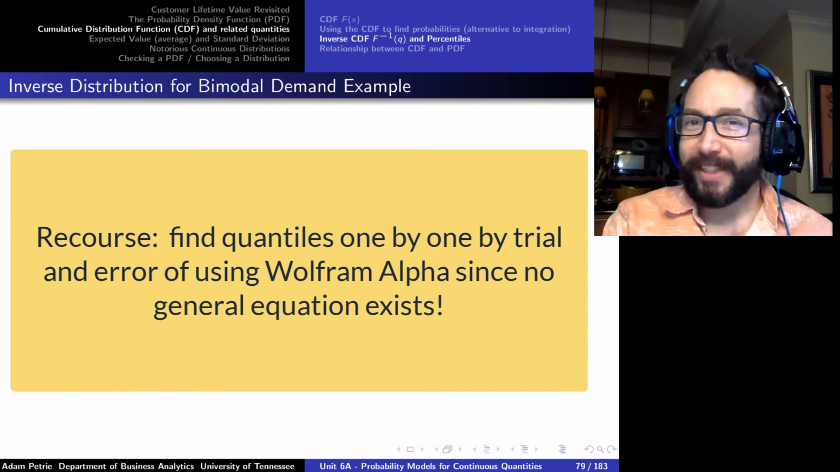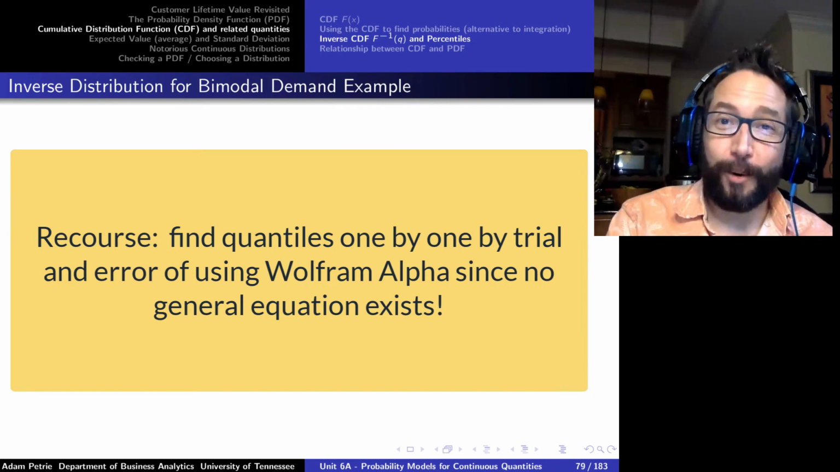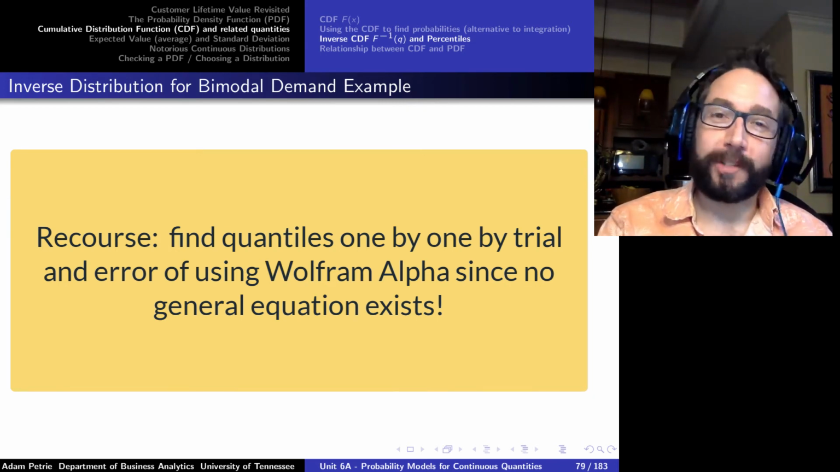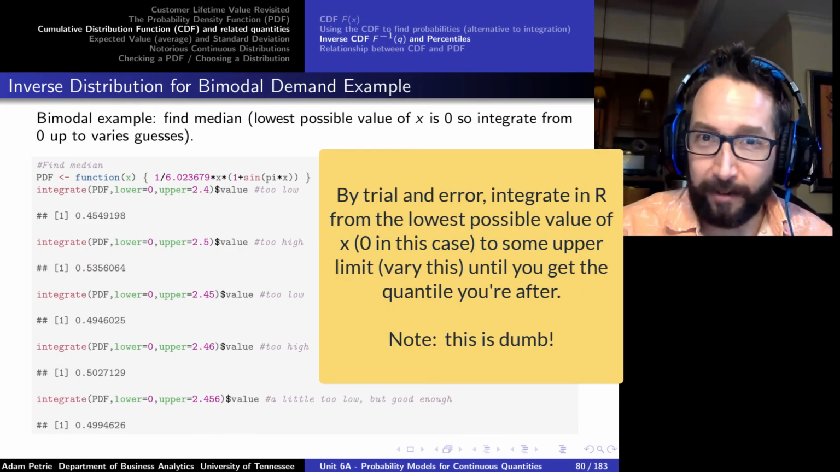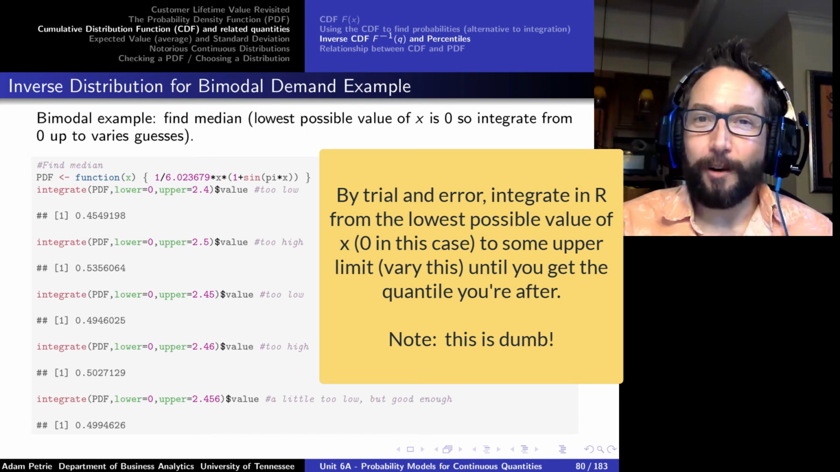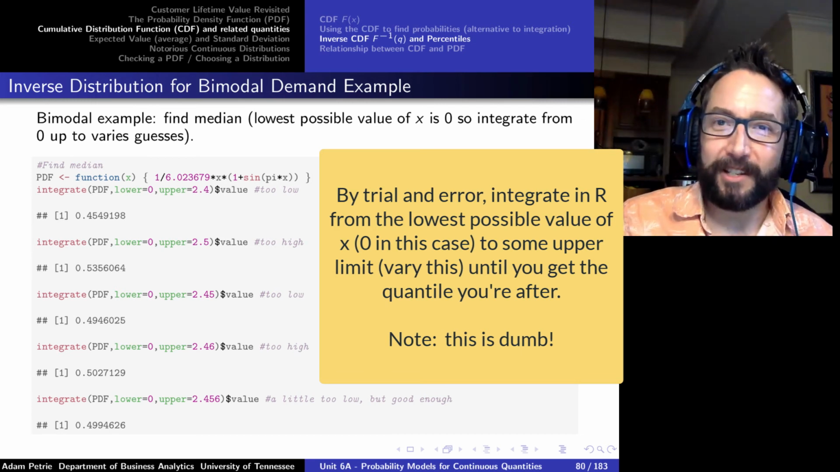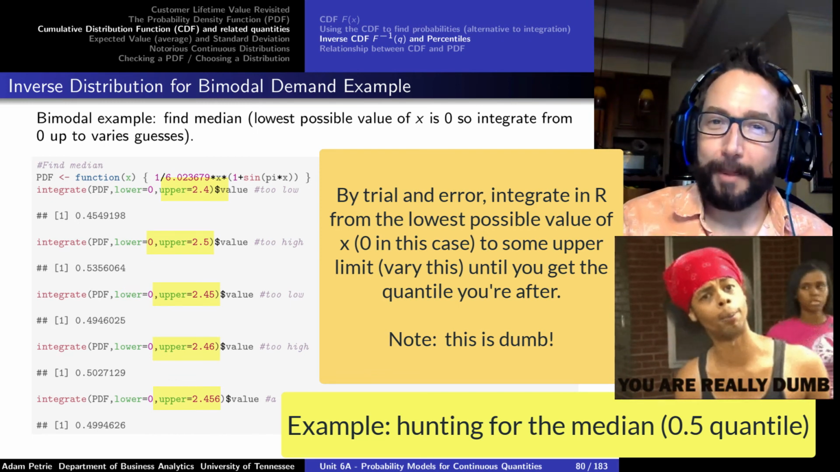So what do we actually do in this case if we can't get a formula for capital F, or we can't solve the equation capital F of x equals q? Well, we can either find those percentiles or quantiles by trial and error, basically say, okay, well, let's define a function in R that gives us our PDF, and then just go between our lowest possible bound and kind of randomly guess what that upper bound is until we find that percentile that we wanted. So if I wanted the median of that bimodal demand distribution, I can change that upper bound just slightly until I get a value of the integral up to that upper bound to be right at about 0.5.